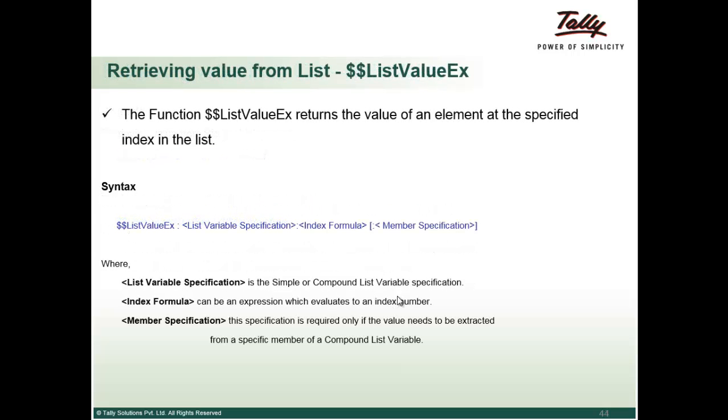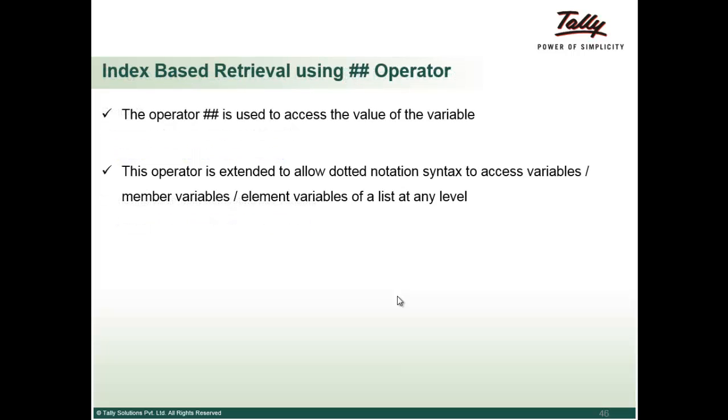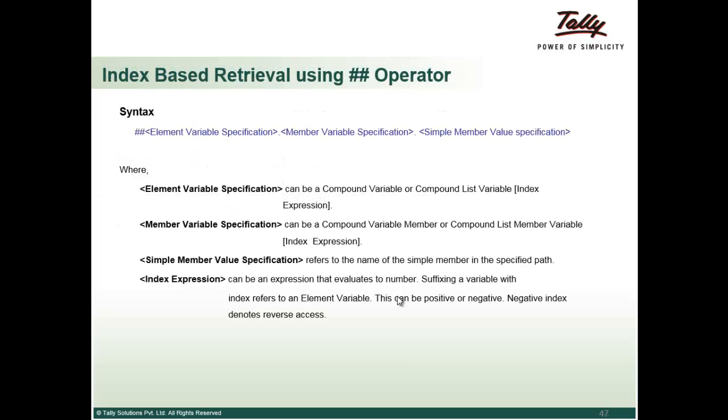Then we have retrieving a value from the list variable using list value x. Here we retrieve the value from the list variable without specifying a key, that is, we specify an index and get the value. The syntax has one change between list value and list value x: instead of key, you give the index. So next is the hash operator. We are already aware of this.